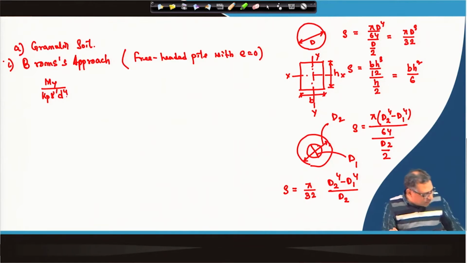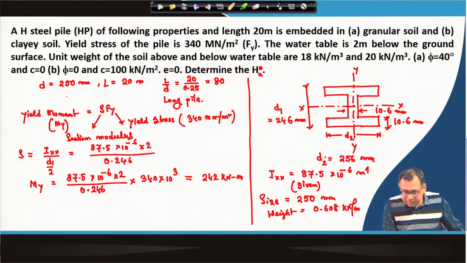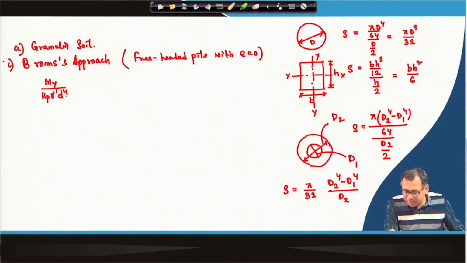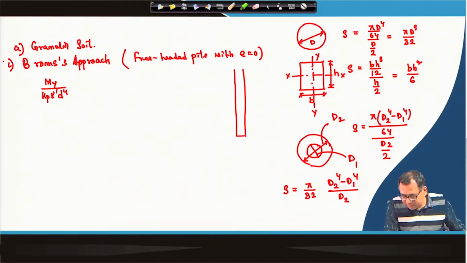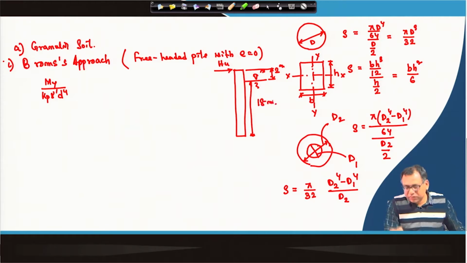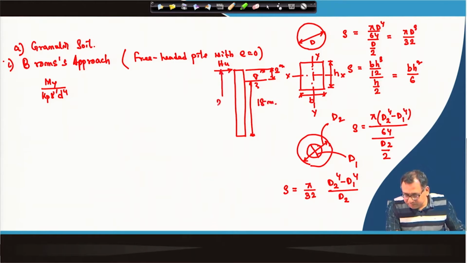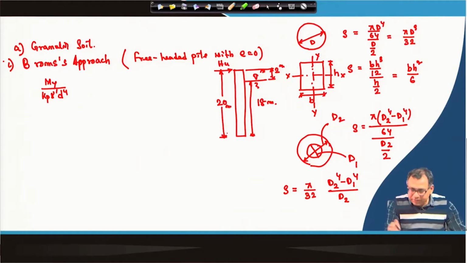Now, which gamma will we consider? The gamma is given 2 meter below the ground. If this is the ground surface and Hu is acting here, with e equal to 0, the water table is here at 2 meter, and the rest of the pile is 18 meter. The total is 20 meter: 18 meter below the water table and 2 meter above the water table.